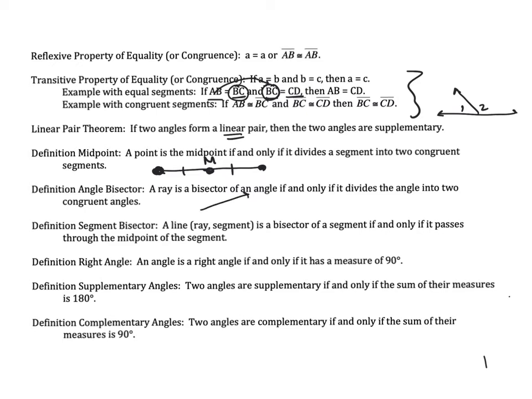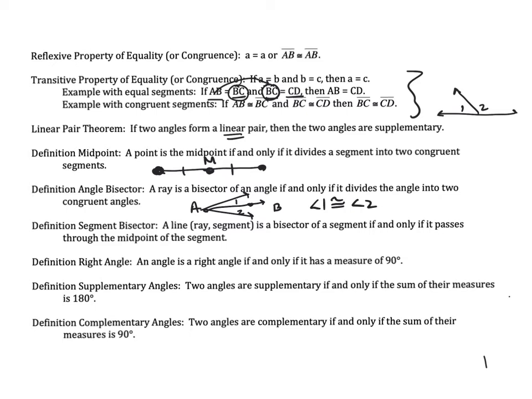So a ray bisects an angle. It cuts it into two equal parts, so there's angle 1 and 2. And if this is ray AB that bisects that angle, then angle 1 would be congruent to angle 2. So that's a biconditional. We can turn it around and use the converse. If a ray divides an angle into two congruent angles, then the ray is a bisector of the angle.